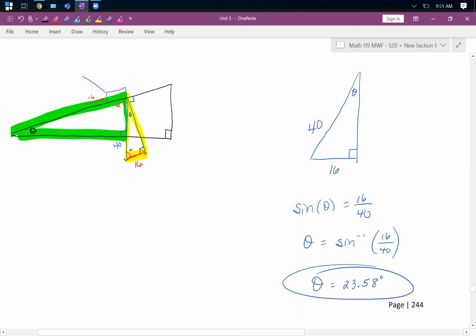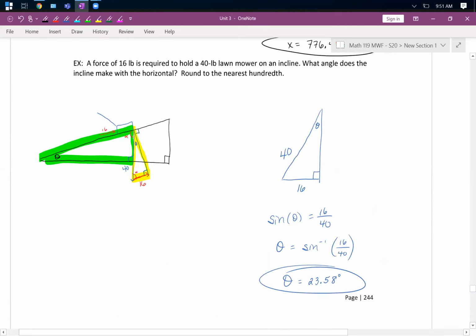Great. All right, so there we go. Every single one of these ones where something's being held up a ramp or pushed up a ramp follows this exact same sequence of events. Questions at all?